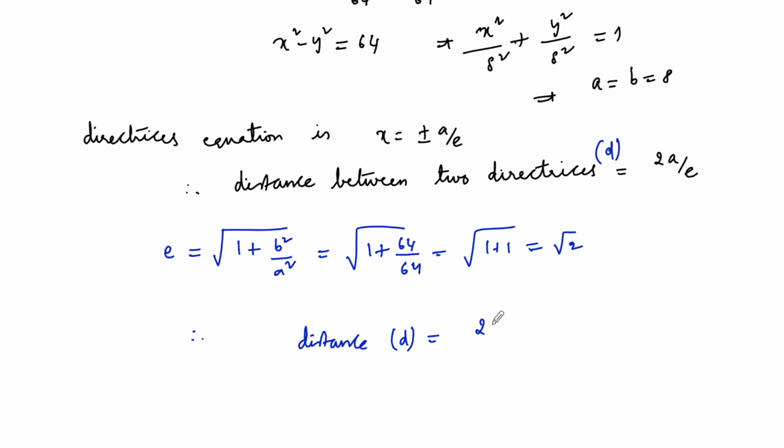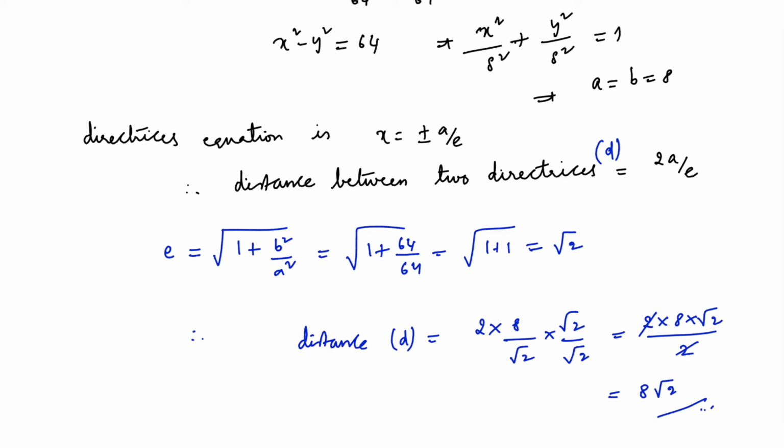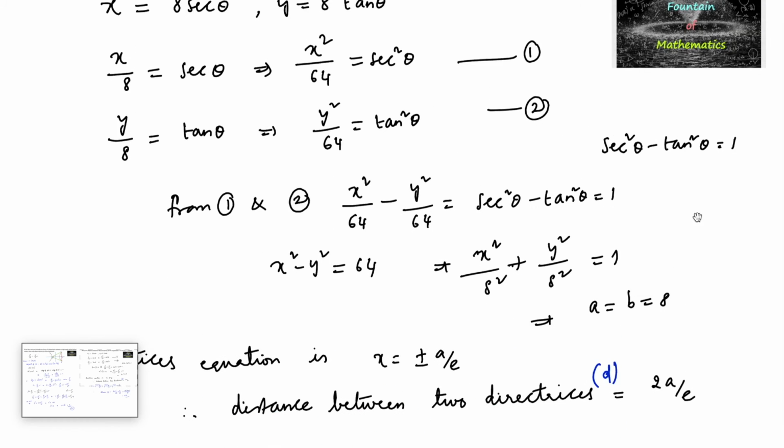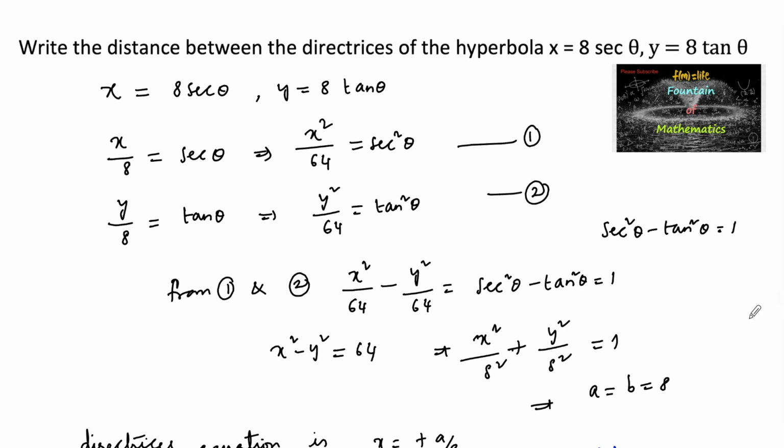D is equal to 2 into a value is 8 upon e value is root 2. Let us multiply and divide with root 2. So we have 2 into 8 into root 2 upon 2, which is 8 root 2. So 8 root 2 units is the distance between the two directrices of the given hyperbolic equation.